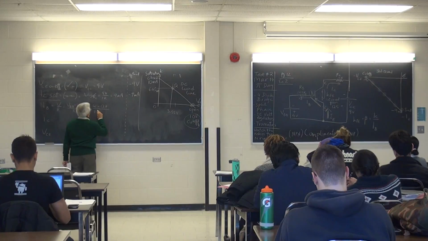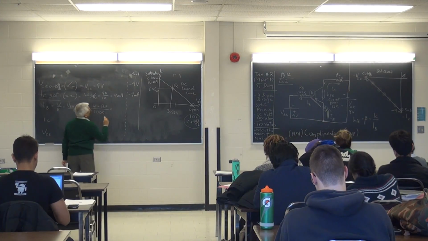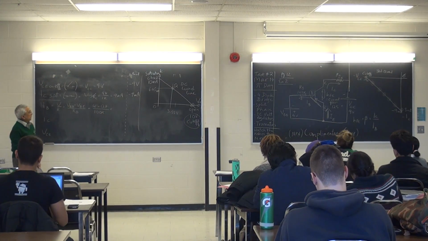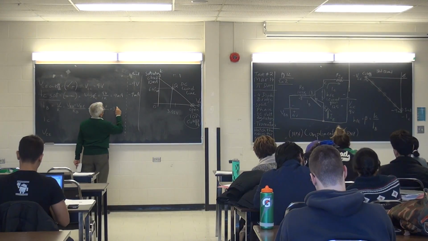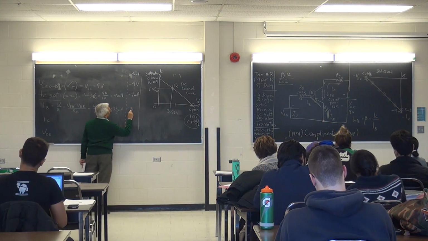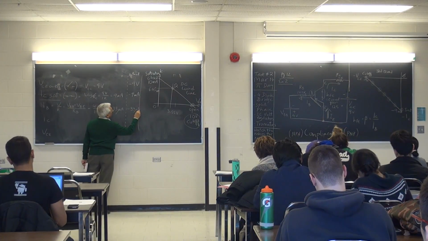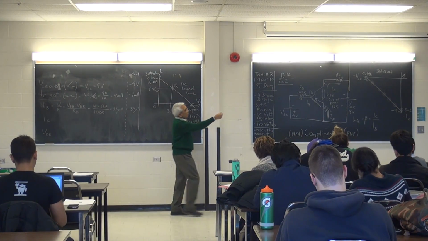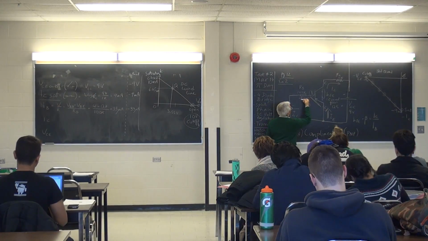100K. How much? 33 microamps. So what do I do after the dotted line? Negative 33 microamps. What does that mean? It's just flowing in the opposite direction.